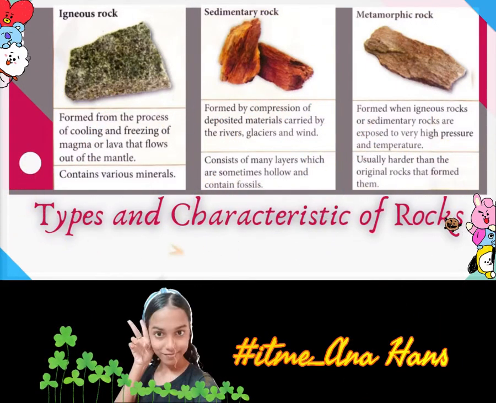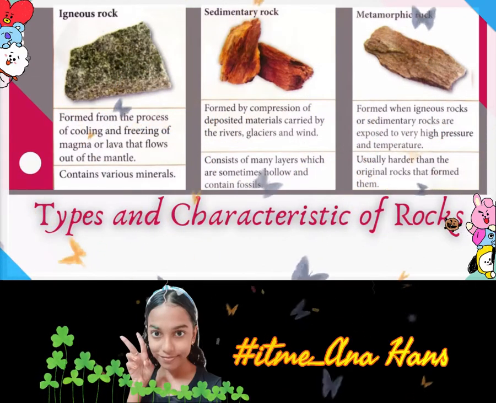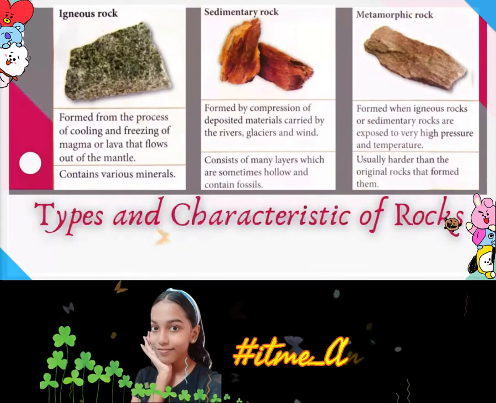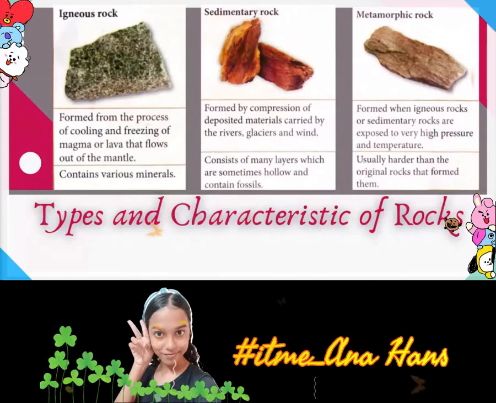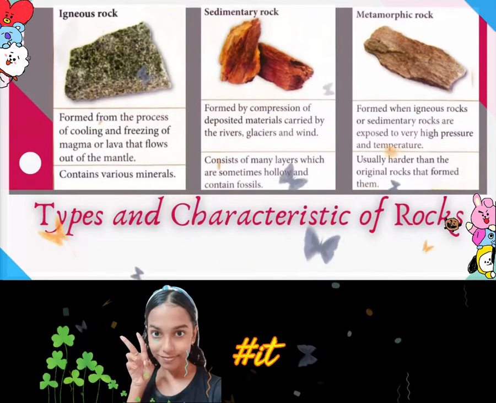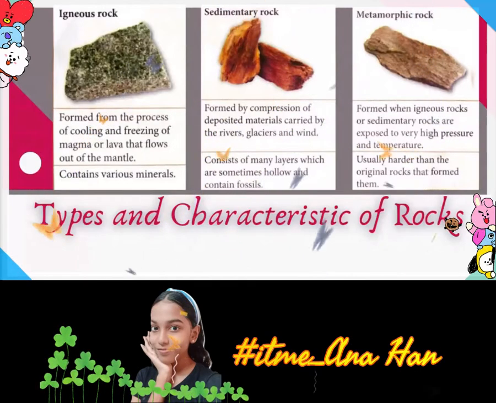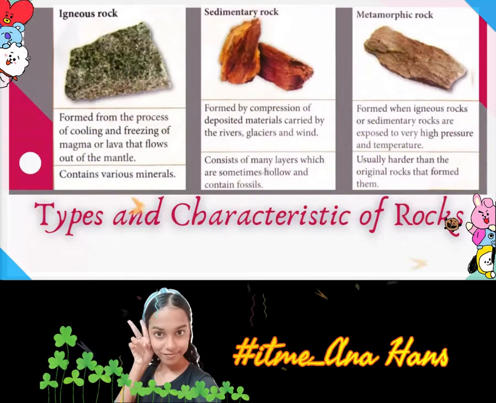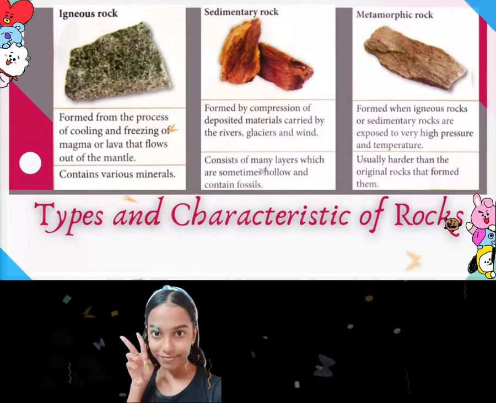Next is sedimentary rock. Sedimentary rock is formed by compression of deposited material carried by rivers, glaciers, and wind. These rocks formed when loose sediment, rocks, and sand were deposited by water, compacted, and cemented together. These rocks form along beaches, by rivers, or under the water in lakes or oceans. Examples of sedimentary rock are sandstone and shale. It consists of many layers which are sometimes hollow and contains fossils.